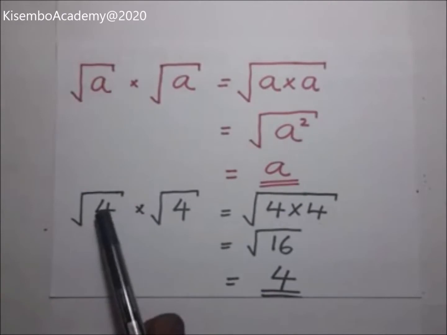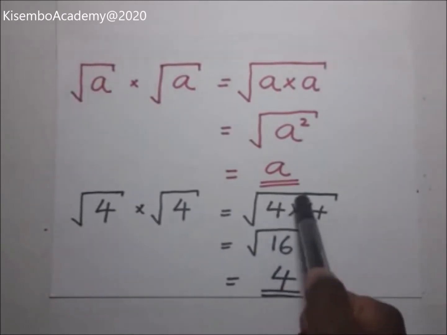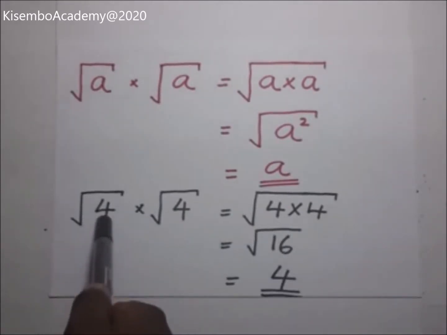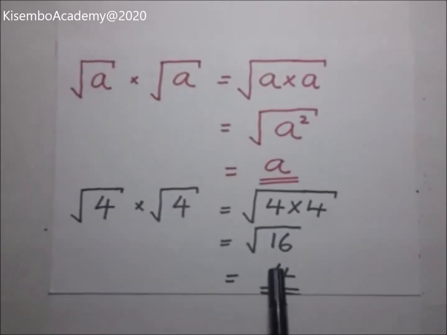And we illustrate it here using 4. The square root of 4 times the square root of 4 is going to be the square root of 4 times 4, which is the square root of 16, which is 4. The square root of 4 is 2, times the square root of 4, which is also 2. 2 times 2 should give you 4. We explored some of these in our previous videos.